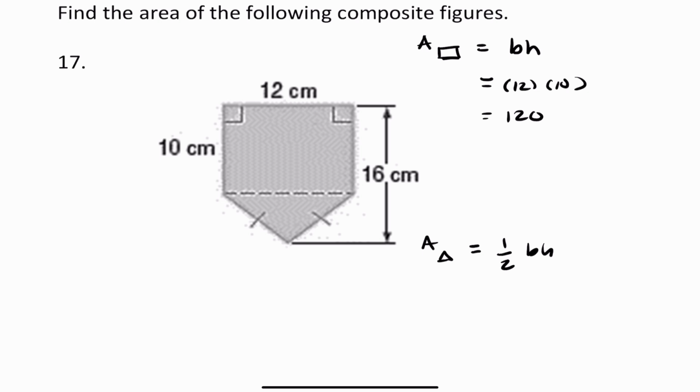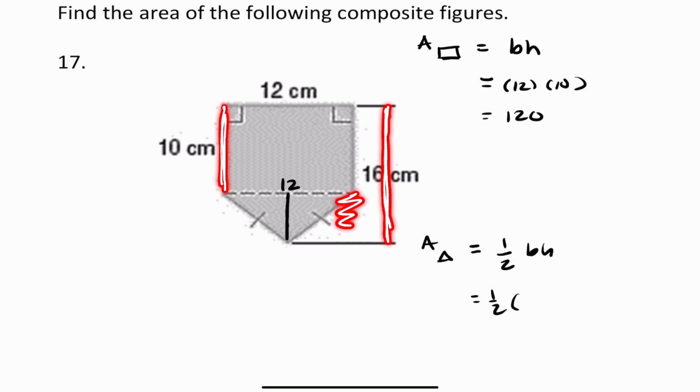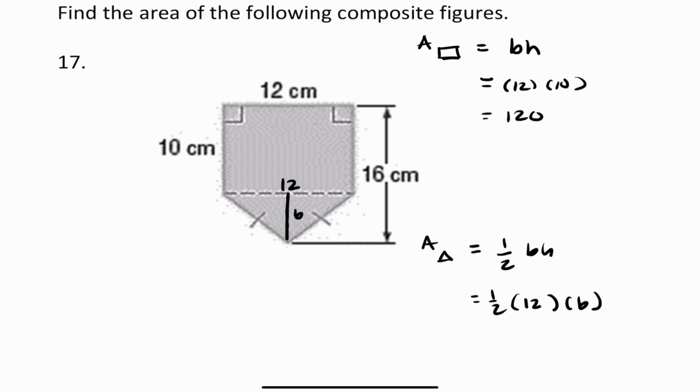For our triangle, we need the base, right? We need the base. So the base is 12, right? And then the height, well, how long is the height? Well, if we know that this whole thing is 16 and this here is 10, then what's left over? Well, 16 minus 10 is 6, so the height of that triangle is 6. So I have 1/2 times 12 times 6. Half of 12 is 6, so 6 times 6 is 36.